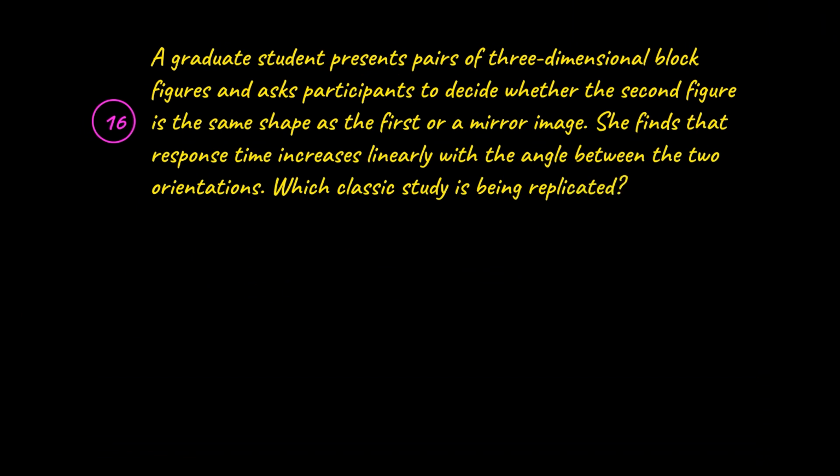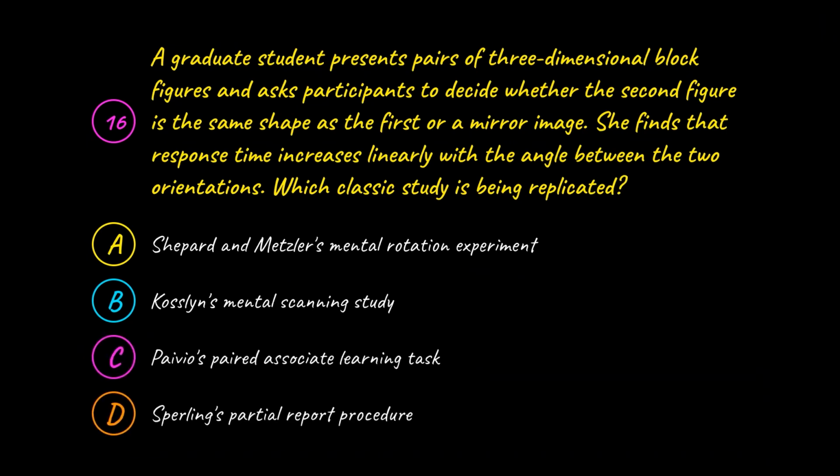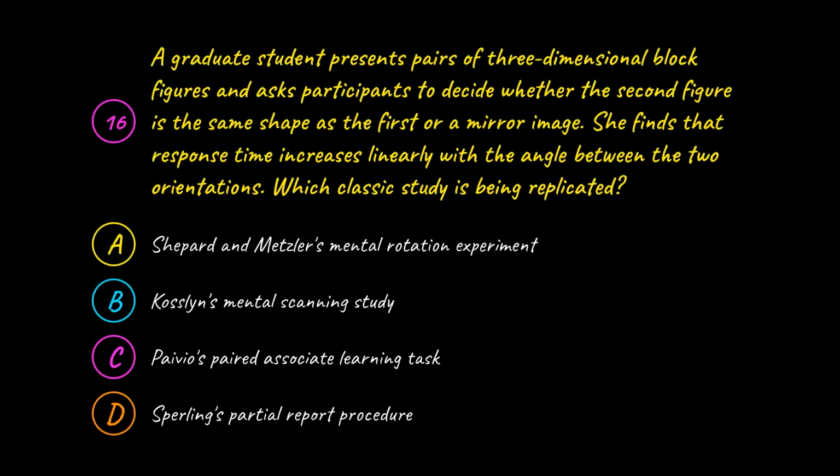Your options are A. Shepard and Metzler's mental rotation experiment, B. Koslin's mental scanning study, C. Pavio's paired associate learning task, D. Sperling's partial report procedure. Got a guess? Lock it in.